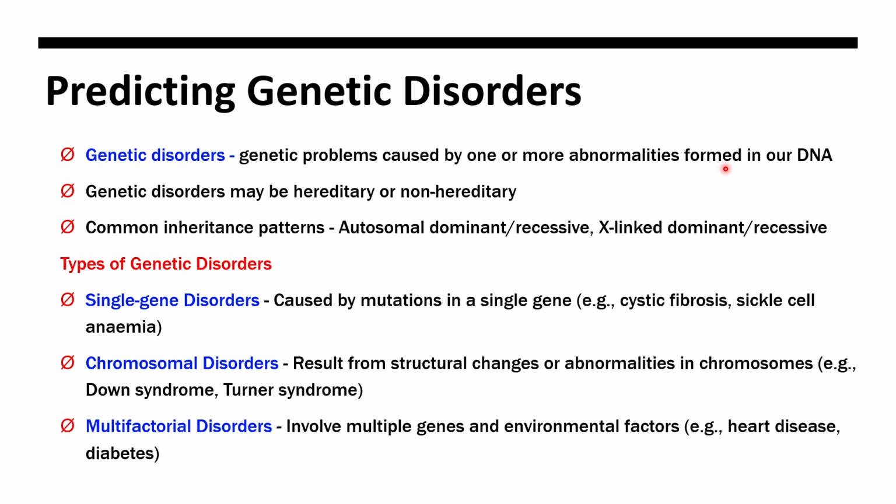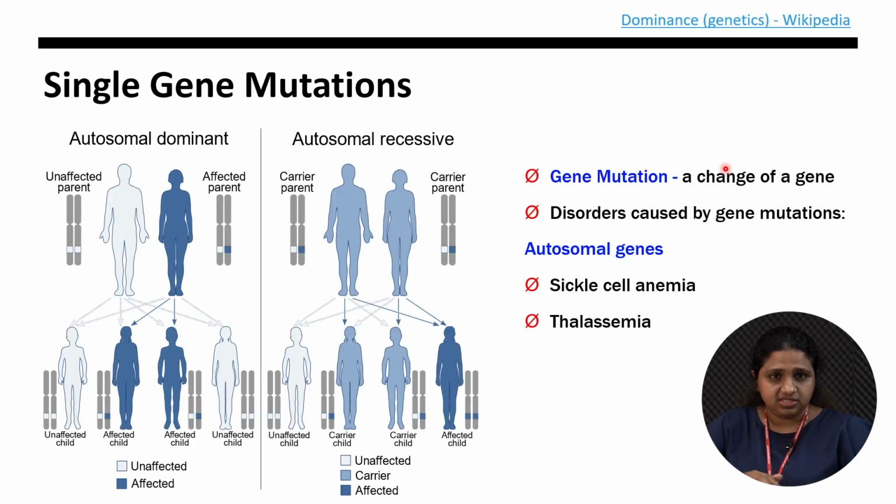Then there is another group called multifactorial disorders. Multifactorial disorders involve multiple genes, and not only that, they involve the environment as well. So there are different factors that cause the disease. These kinds of diseases include heart disease, CVD, and cancer. Let's go into each of the different types of diseases. First, let's talk about single gene mutations.